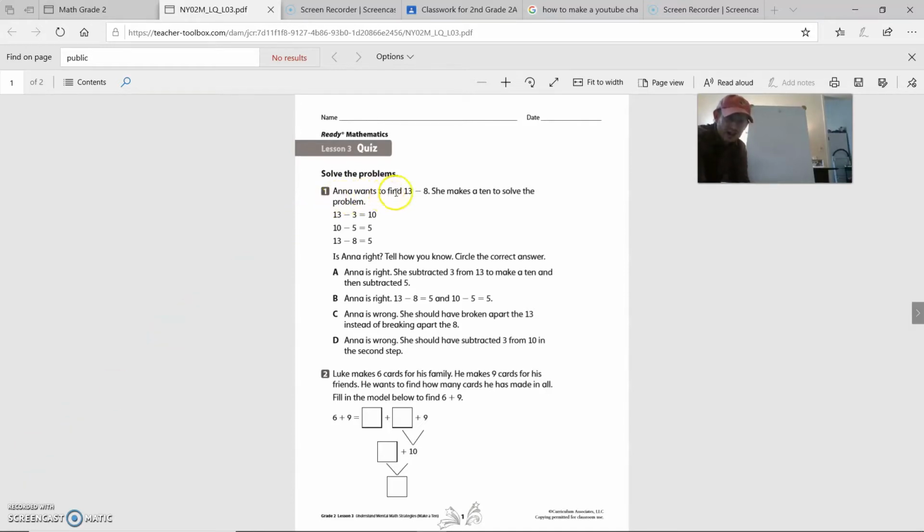Anna wants to find 13 minus 8. She makes a 10 to solve the problem. 13 minus 3 is 10. 10 minus 5 is 5. So 13 minus 8 is 5. Let's see how she did that really quickly.